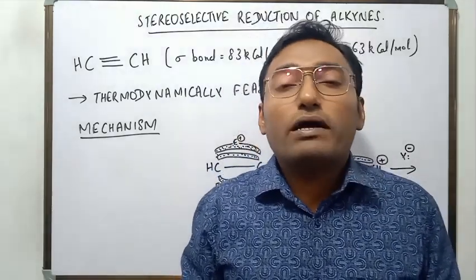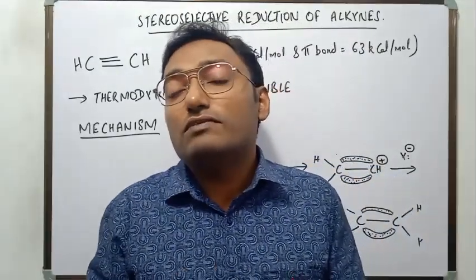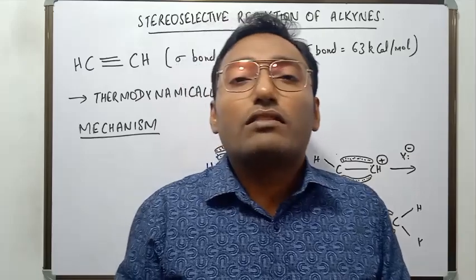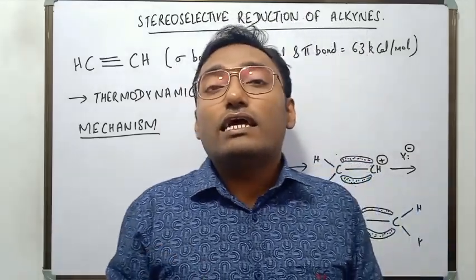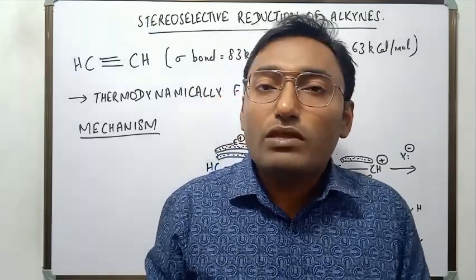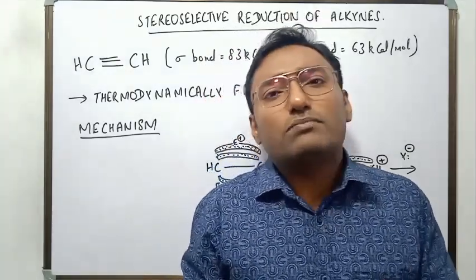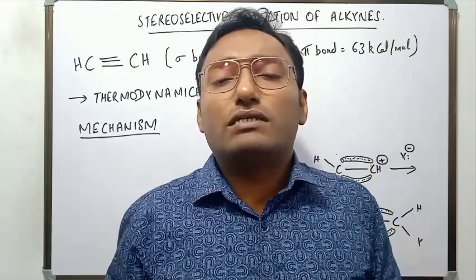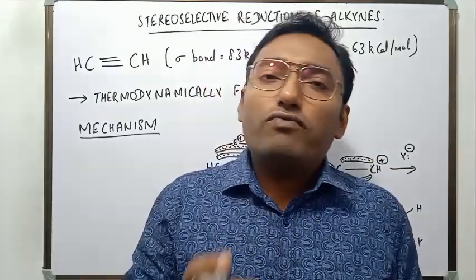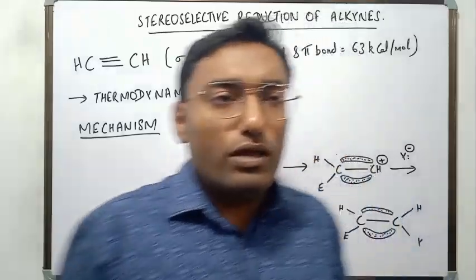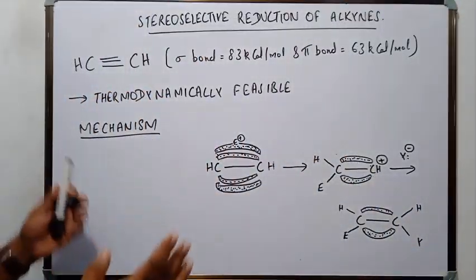This will be followed by the partial reduction of alkynes, in which we will see two methods. The first is the catalytic hydrogenation of alkynes and the second is the dissolving metal reduction. We will see the reaction and its mechanism and then we will go for its summary. So let us start stereoselective reduction of alkynes. So here we will start with the introduction part.